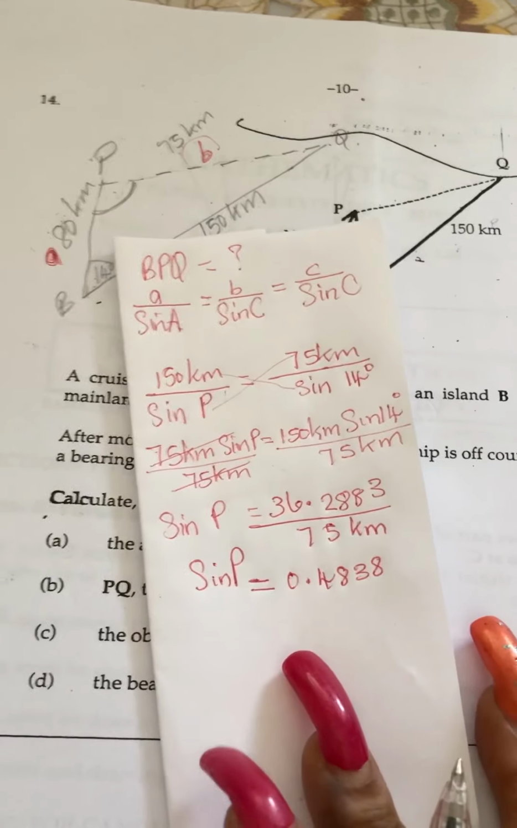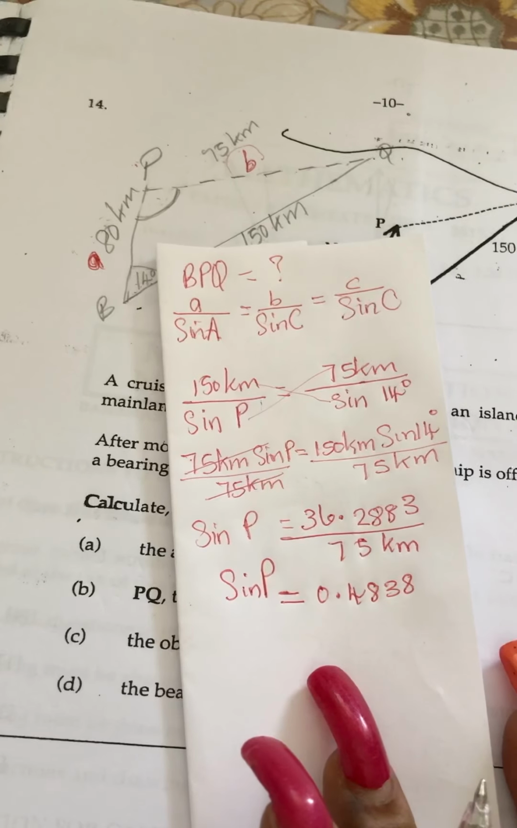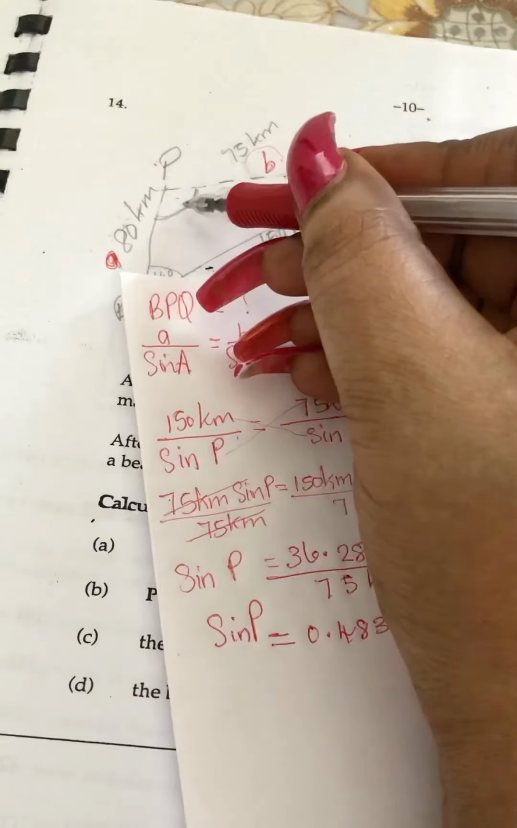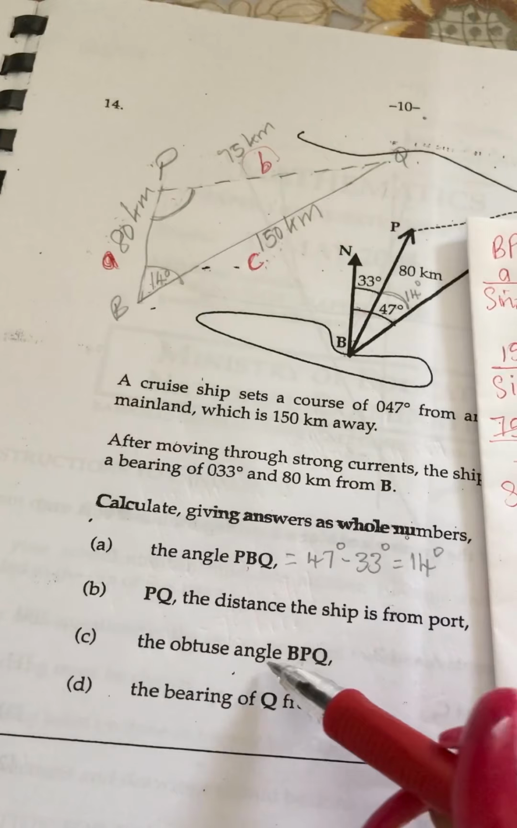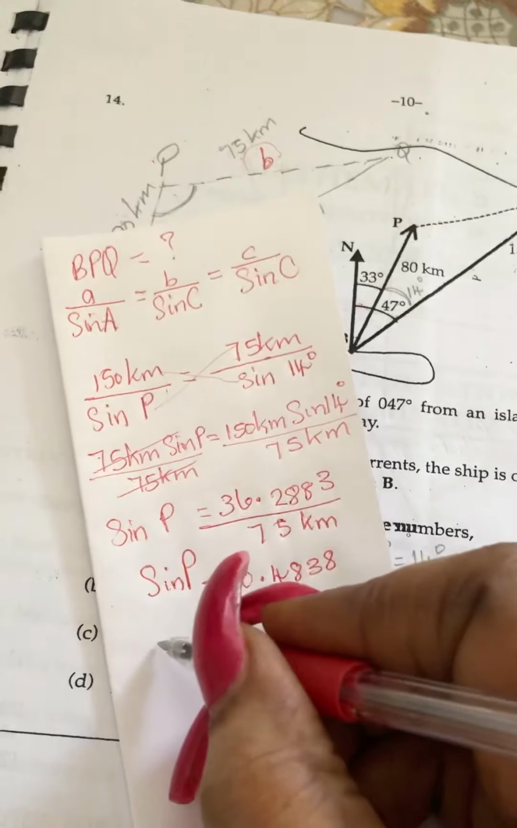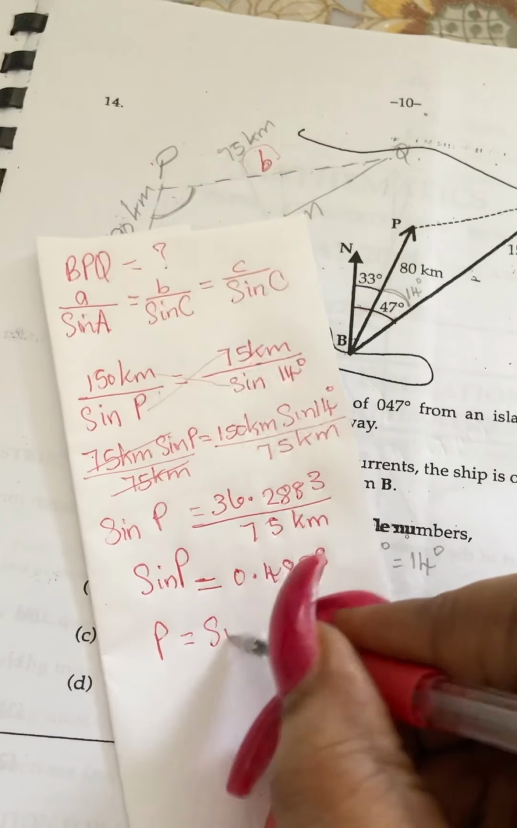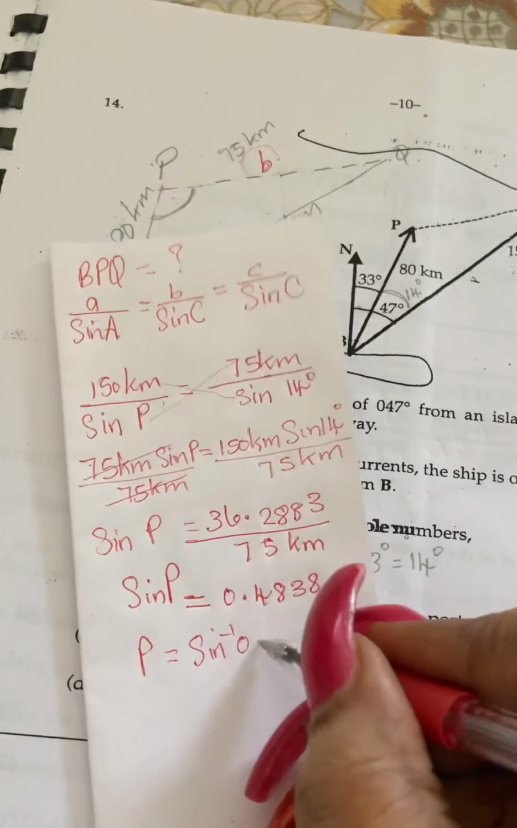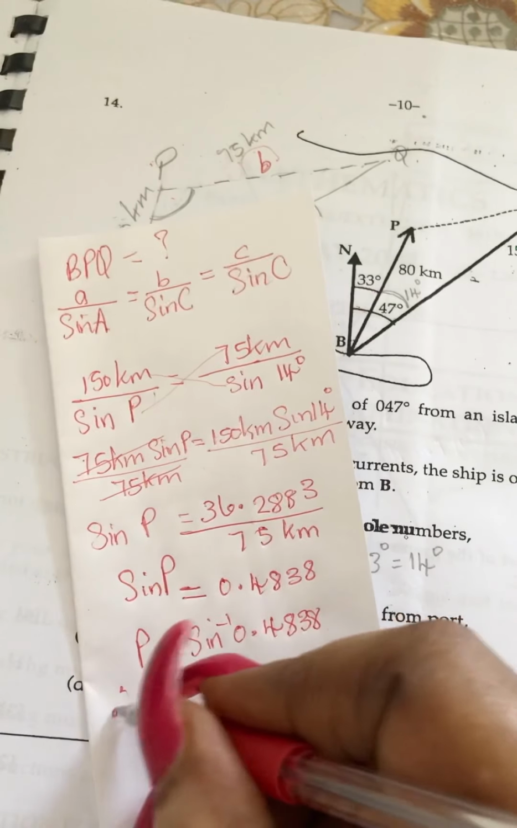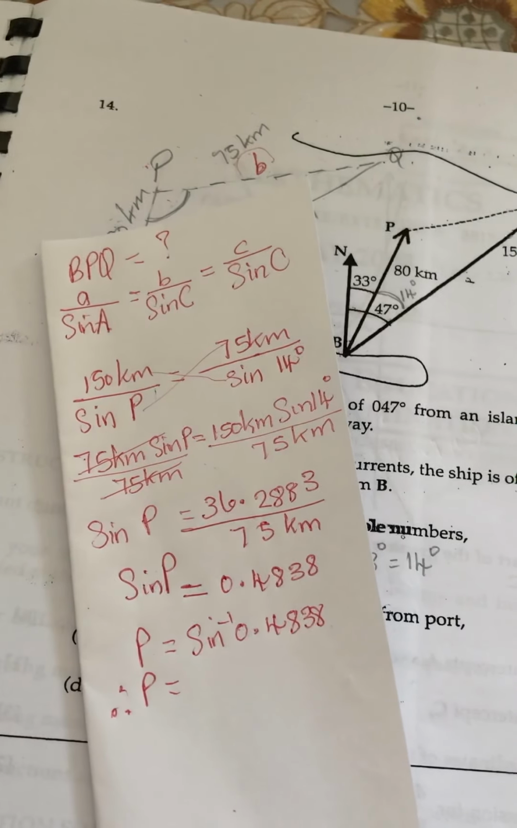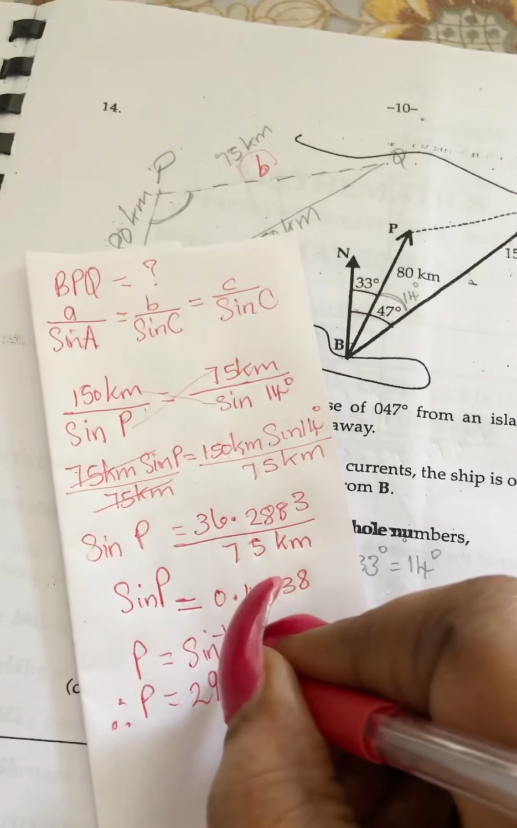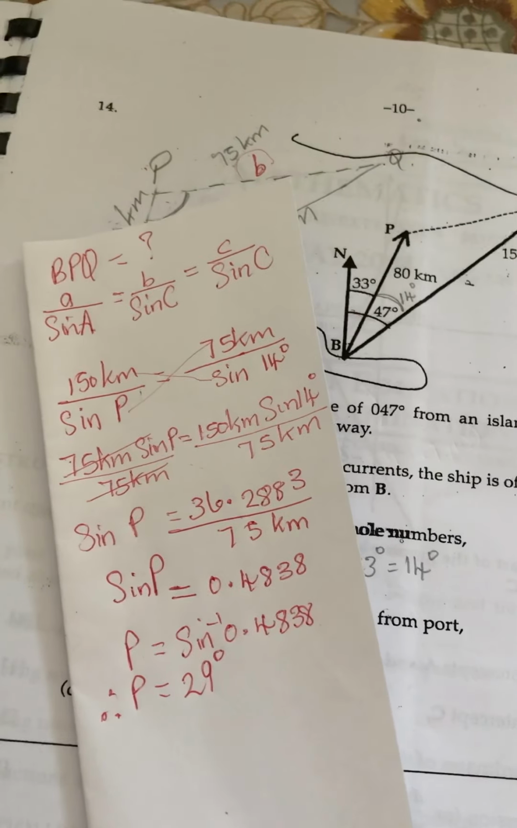When we are solving to find the size of an angle, we have to inverse. And this is the angle we're solving to find. Remember, it was angle P. Remember, the obtuse angle P. Well, so I have to inverse. So I can say P is equal to sin inverse of 0.4838. Therefore, P is equal to, to the nearest degree, is equal to this.